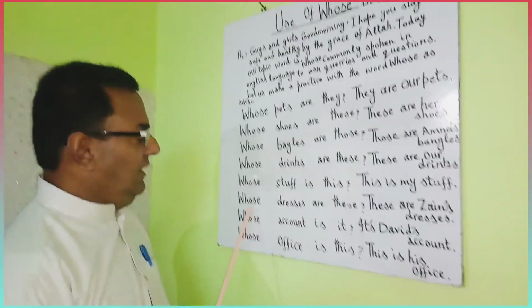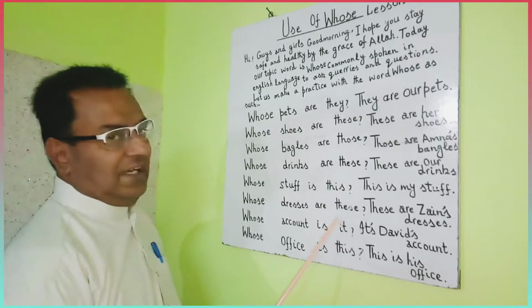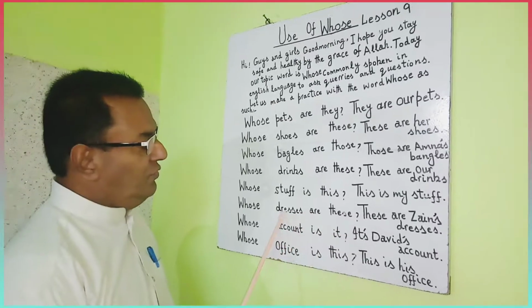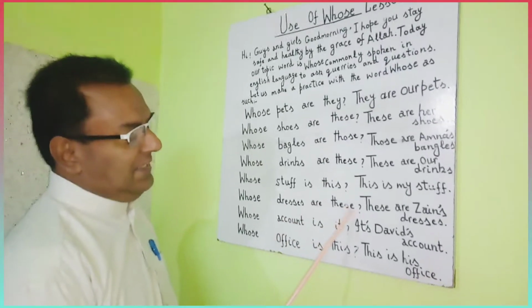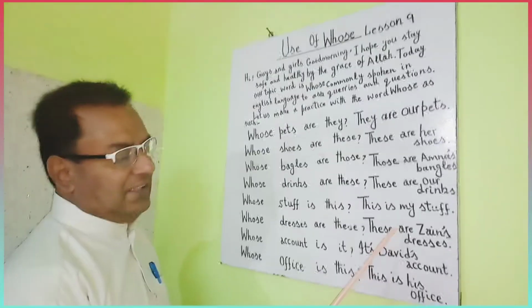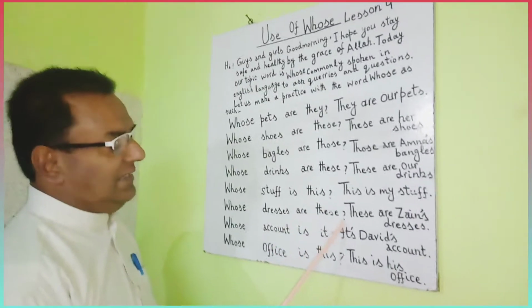And next query you can see on this whiteboard: Whose dresses are these? These are Zane's dresses.